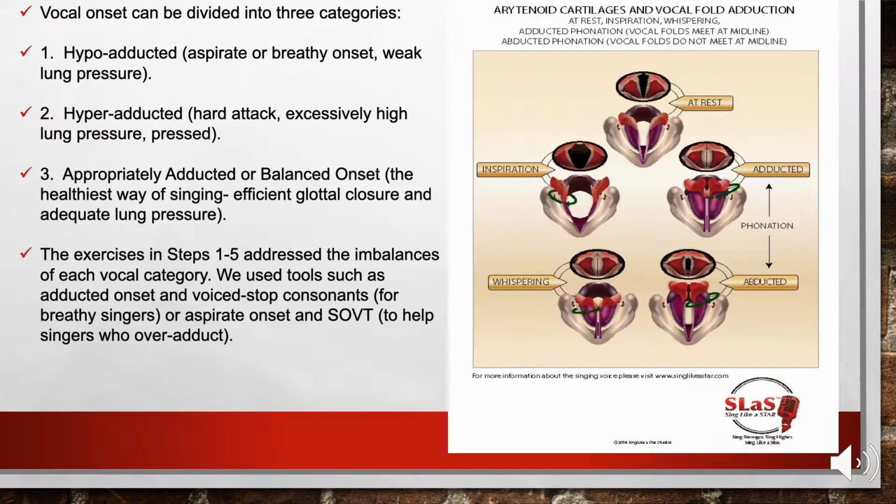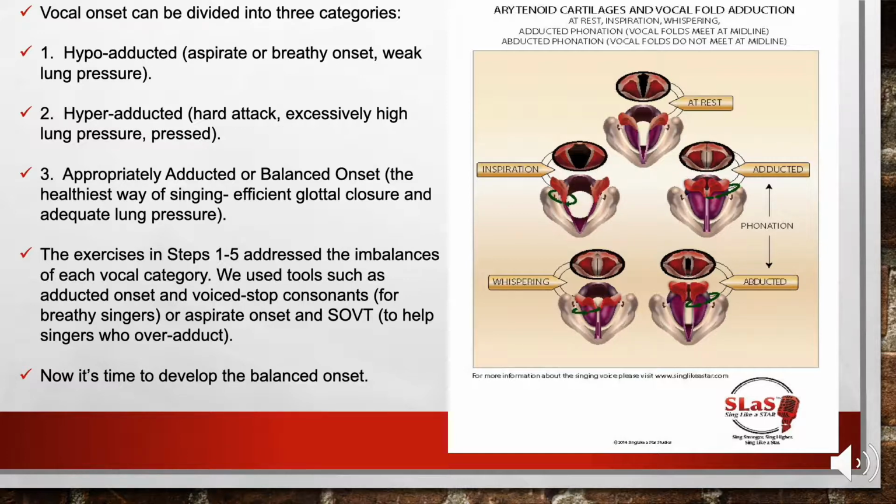The exercises in steps 1 through 5 address the imbalances of each vocal category. We used tools such as adducted onset and voiced stop consonants for breathy singers, or the aspirate onset and SOVT exercises to help singers who overadduct. Now it's time to develop the balanced onset.